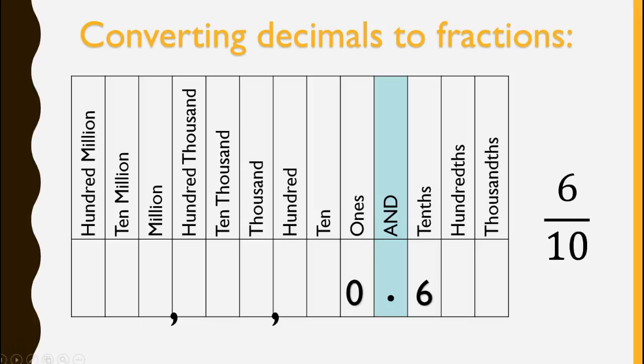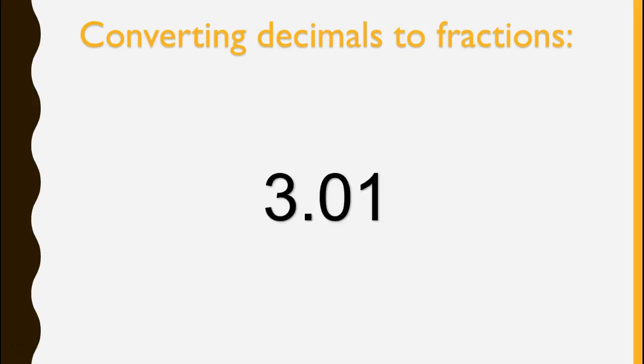All right, what if your decimal looked like this? That's a little bit different. But you know what? It's not. Listen, say it, read it. 3. Remember how to read a decimal? 3 and 1/100ths. Now close your eyes and say that. 3 and 1/100ths. You're saying the fraction.